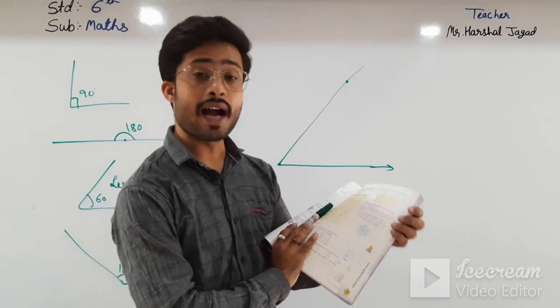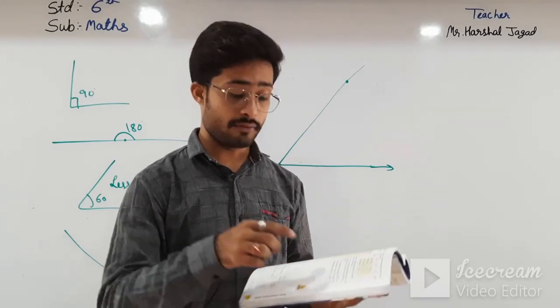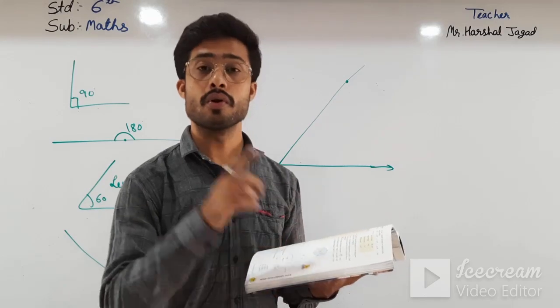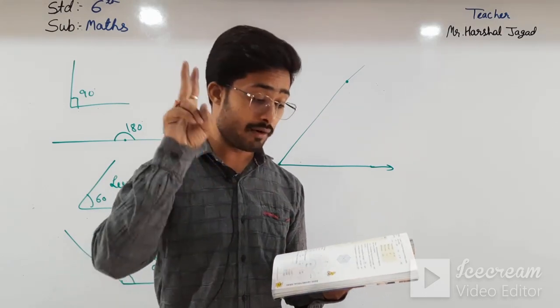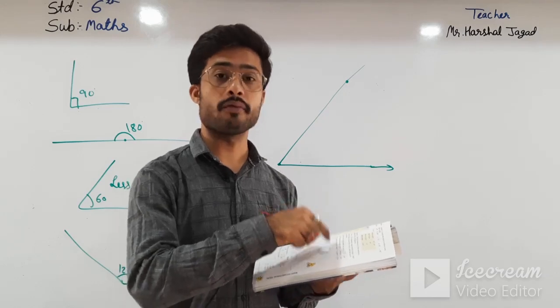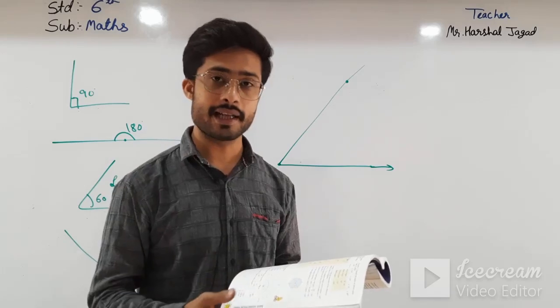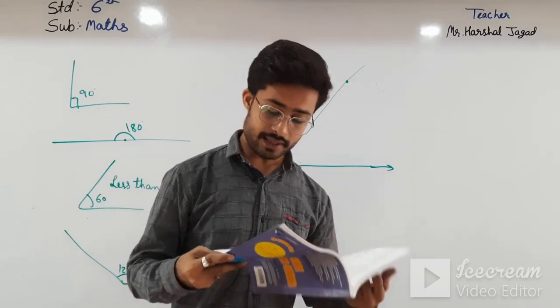Then angle x will be one part, that is from 1 to 2, so it is 60 degree. And angle y is of 2 parts. Here you can see 3, 4 and 5, 2 parts, so 60 plus 60, that is 120. Okay students, moving towards next.